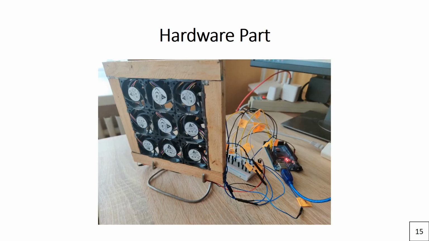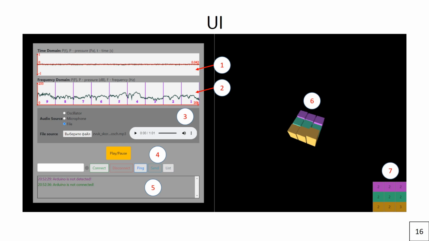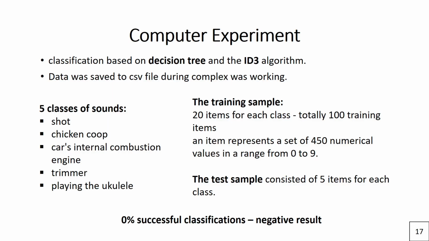The hardware part looks like this. The user interface contains different elements. For example, for visualization of the processing, like time domain data, frequency domain data, and the generated processed data in 2-dimensional and 3-dimensional view. It also shows logs from the server, allows you to select the data source and perform connect and disconnect, play, pause, like main control functions. Let's move to the experiments.